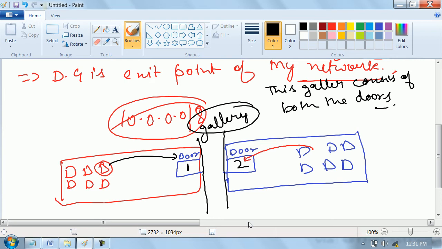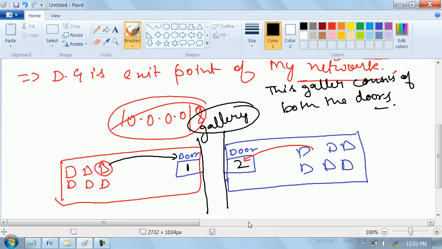It means, if I conclude here, if I want to communicate in the same network, there is no need of a default gateway. If I want to communicate outside my network, I must send traffic to the default gateway. Agree? Third thing, my default gateway always lies inside my network. Agree? This thing is clear?